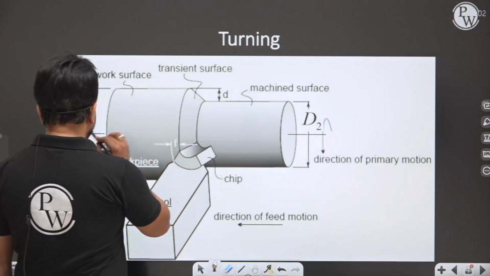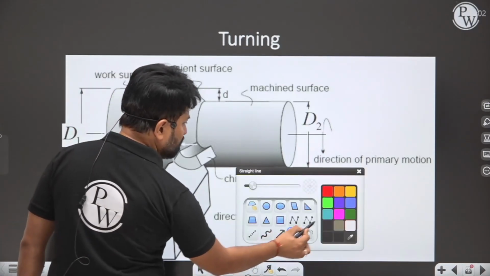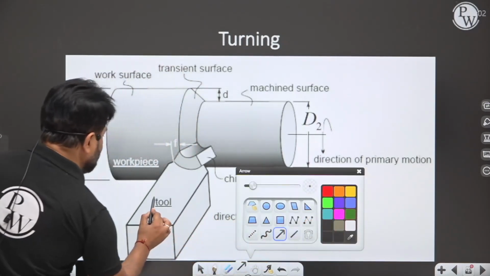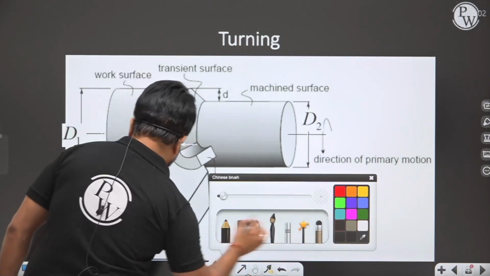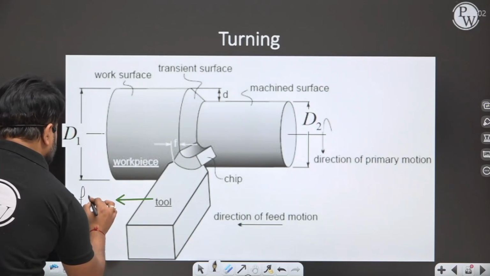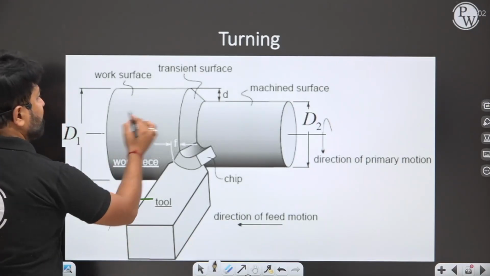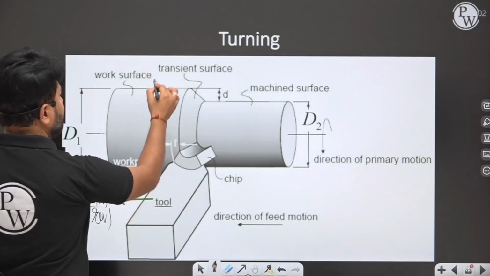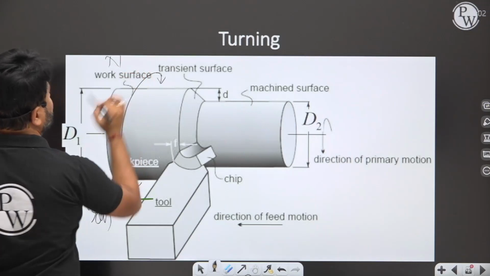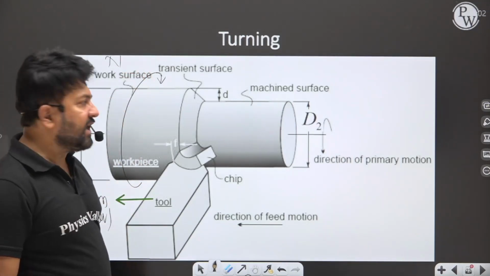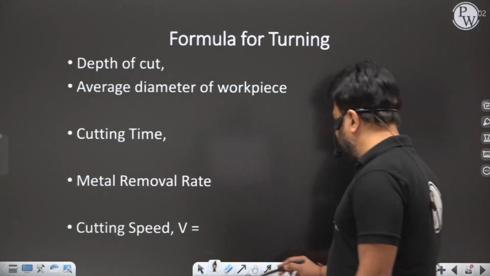So let's try to find out the machining time. Now, my dear, suppose you have provided the feed to the tool along the axis, that is feed F in mm per revolution, and here your workpiece is rotating with RPM N. So let's try to find out the following parameters.